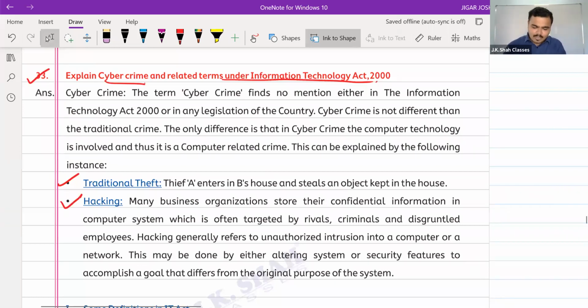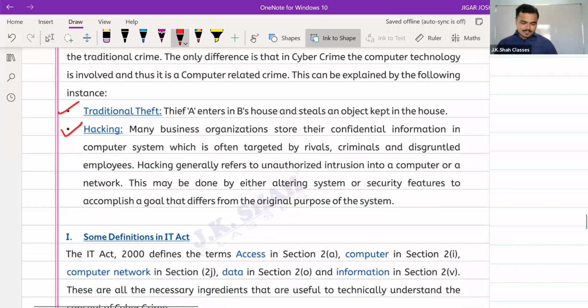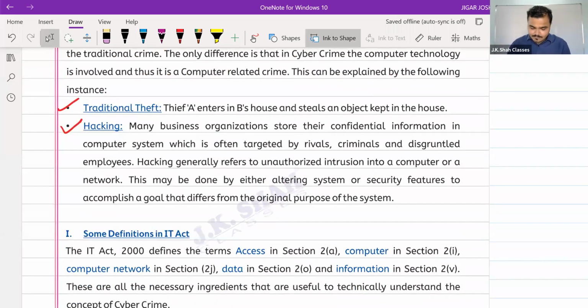Do I need to come to your place? No, sir. By sitting at my place only, can I hack your system? Yes, sir. Can I manipulate the records of your computer? Yes, sir. Can I take away the confidential data from your computer? Yes, sir. Can I damage your system? Yes, sir. You can do a lot of things sitting at home, and this is the modern way of criminal activity called hacking. Read the definition of hacking very fast, please.